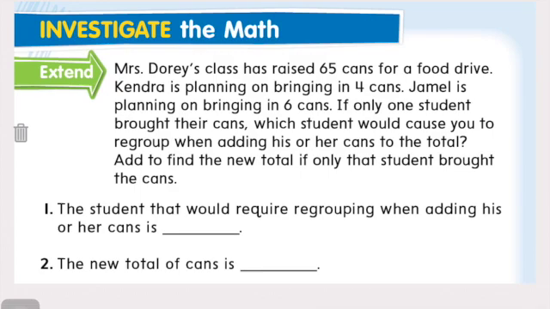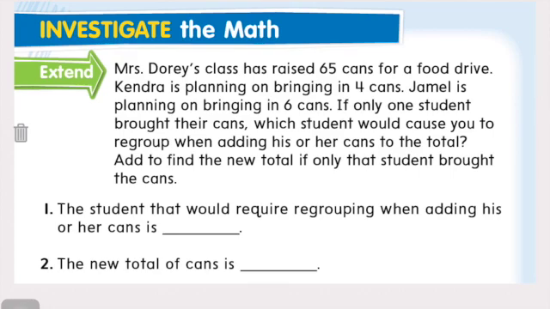All right, so this says Mrs. Dory's class has raised 65 cans for a food drive. Kendra is planning on bringing in 4 cans. Jamel is planning on bringing in 6 cans. If only one student brought their cans, which student would cause you to regroup when adding his or her cans to the total? Add to find the new total if only that student brought in the cans.